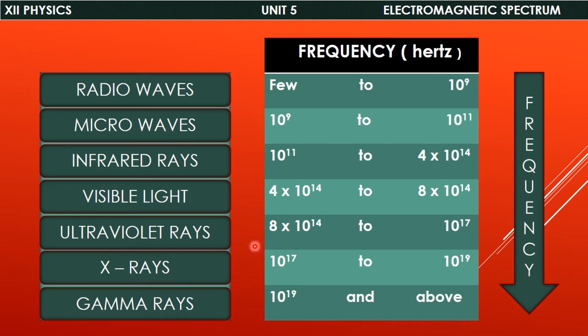This is a table showing the frequency of the different electromagnetic waves. The radio waves have a frequency ranging from a few hertz to 10 raised to 9 hertz. Hertz is a unit of frequency. Microwaves have the frequency range from 10 raised to 9 hertz to 10 raised to 11 hertz. In this way, the electromagnetic rays are arranged in terms of frequency. Gamma rays have the highest frequency, of the order of 10 raised to 19 Hz and above.